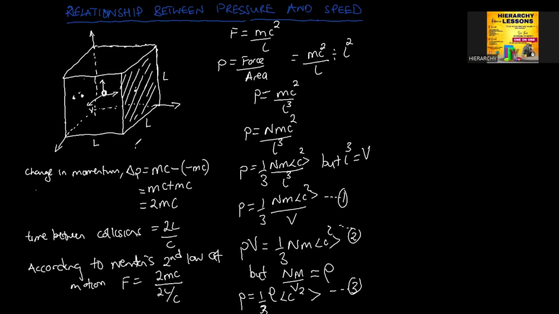According to Newton's second law, the force is equal to the rate of change of momentum. So 2mc divided by time, which is 2L over C, gives F equal to mc squared over L. The pressure is force over area, so mc squared over L divided by L squared, giving pressure equal to mc squared over L cubed. Then we introduce N for the number of molecules in the gas, and the third for three-dimensional motion in the XYZ plane. And L cubed is the volume.